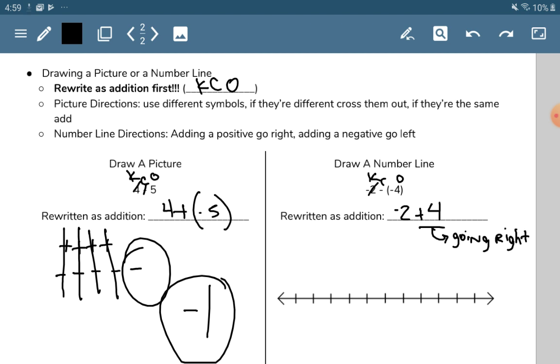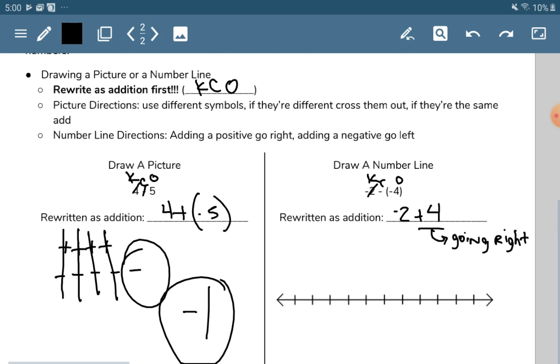Since I'm moving to the right, I'm going to start all the way to the left so I can make sure I have enough room. And I'm always going to start with my first number. My first number was a negative 2 in the problem. Now I'm just going to go up in numerical order. My next line would be a negative 1, then 0, positive 1, 2, 3, 4, 5, 6, 7, and 8 until I'm out of spaces.